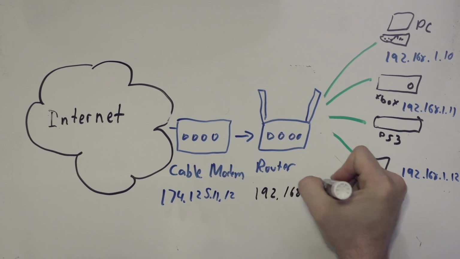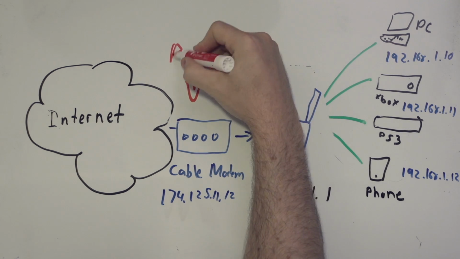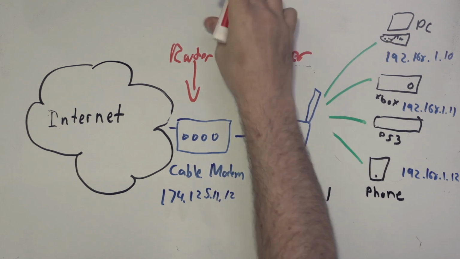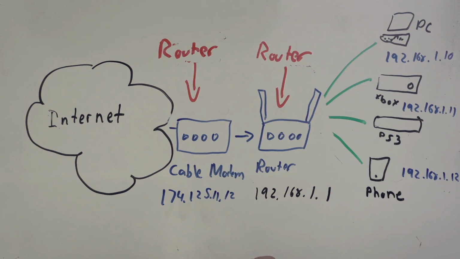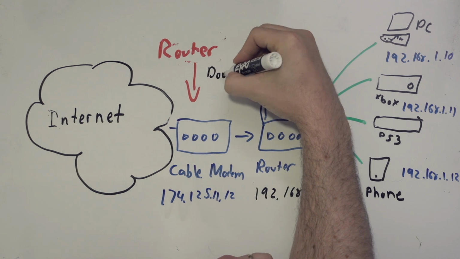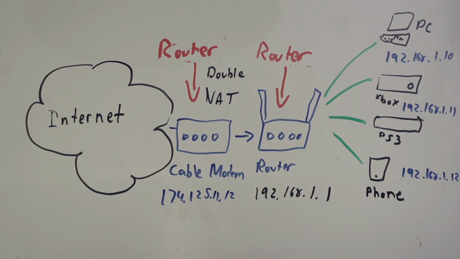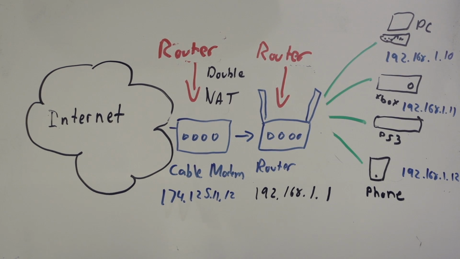And this can cause trouble for network address translation. In particular, it can make your NAT type either moderate or strict. When you have two routers in a line like this, it's what's called a double NAT. You've got network address translation happening from the cable modem to the router, and then again from the router to all the devices on your network. Double NATs are bad. There are a couple solutions to this problem.